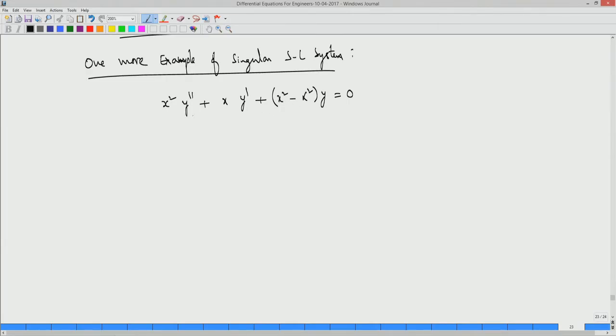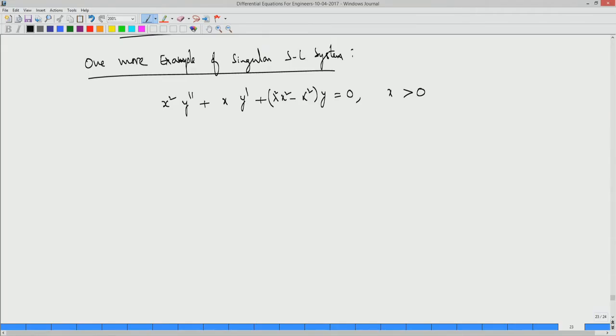So, what you get is x square lambda square d square y by d x square plus x lambda dy by dx plus lambda square x square minus alpha square, y equal to 0. The lambda squares cancel and these two terms stay as they are. So, you can have lambda square x square minus alpha square. This is also a similar Bessel equation type. Where is the domain? The domain is x positive.